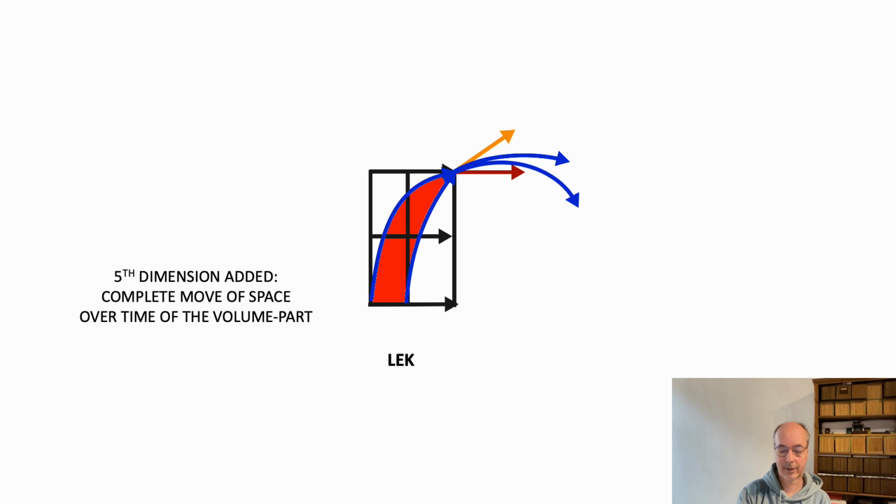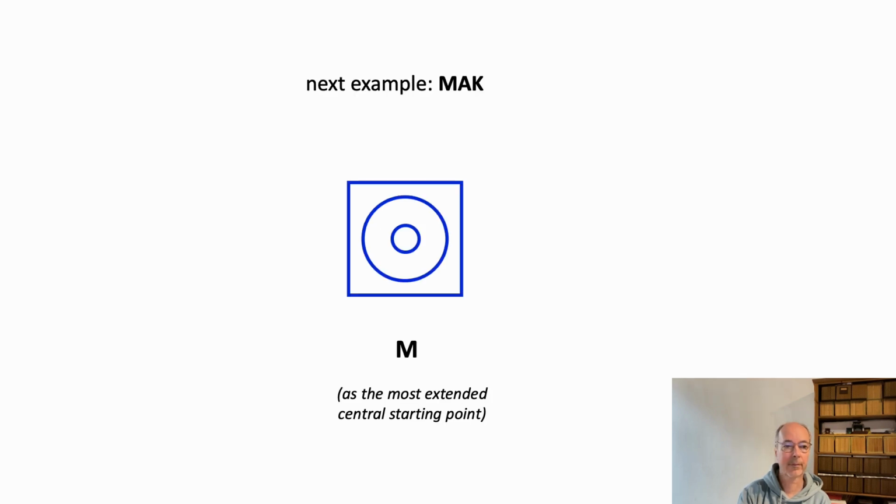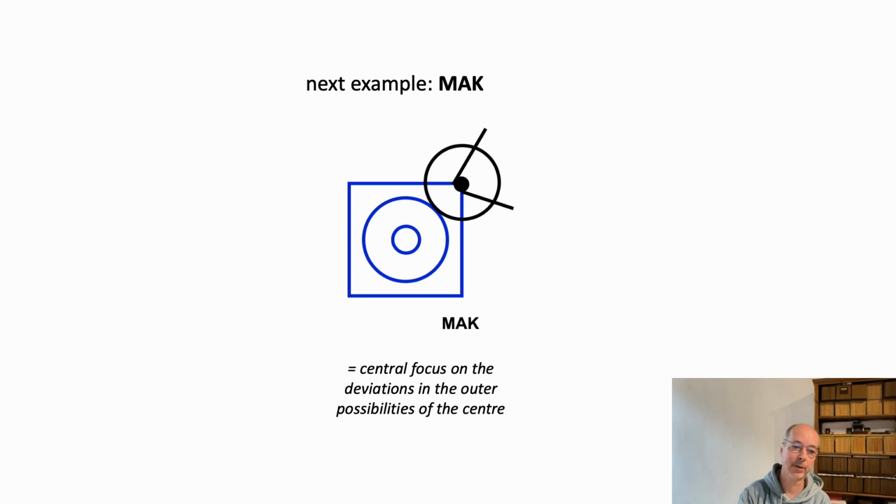And there you have it, leak. Next example, MAC. This is only in 3 dimensions, so I will start from the center point, which is extended with all the material that can be added. That's the letter M about. And I end up in the corner, in the edges, so there it will have a breaking point.